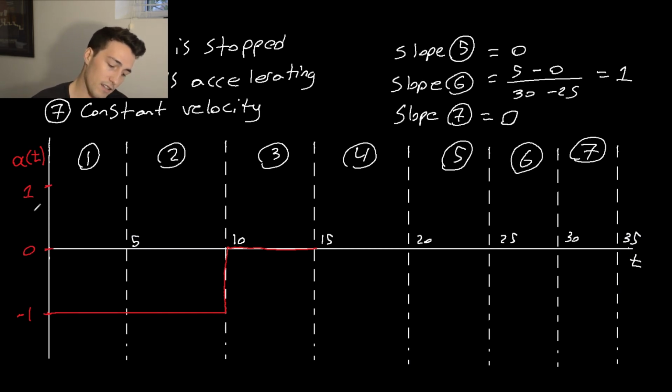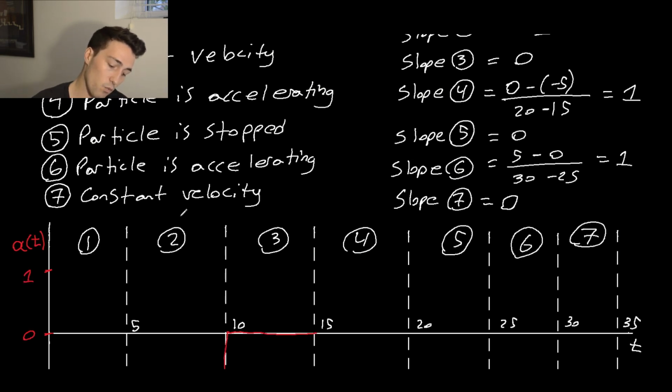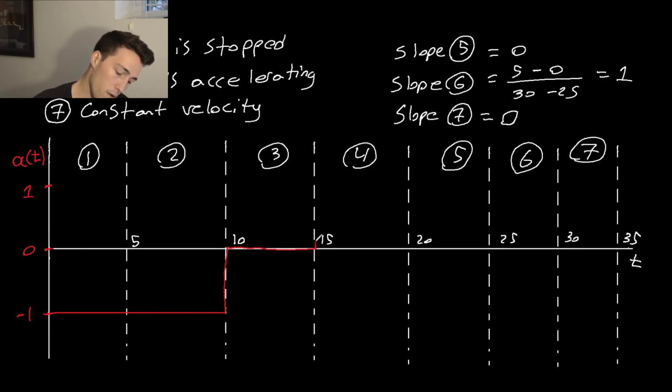Next, we had the slope of section 4, which is 1. So we can go up to 1 and then across for all of section 4, and then down. Section 5, there's no slope again, so it's just 0. Section 6, we have another slope of 1, and we go across. And section 7, we have a 0 slope, so it marks on the time axis.